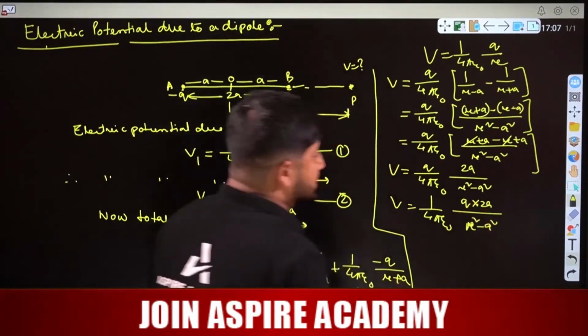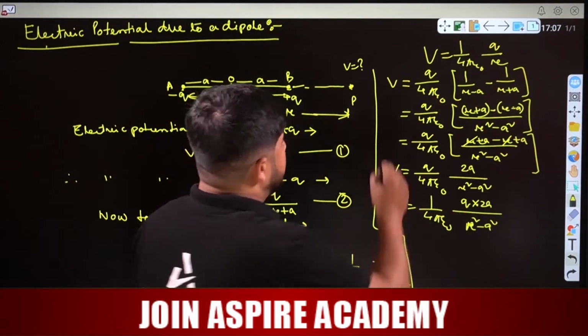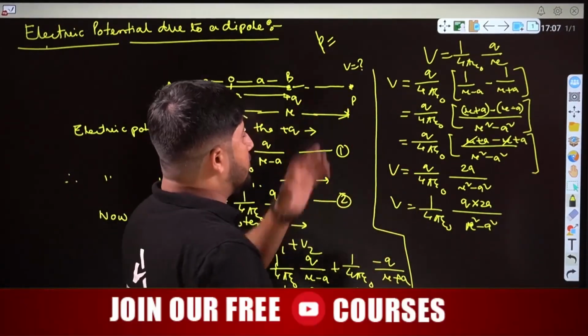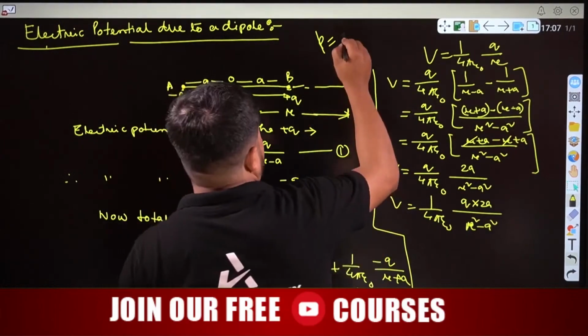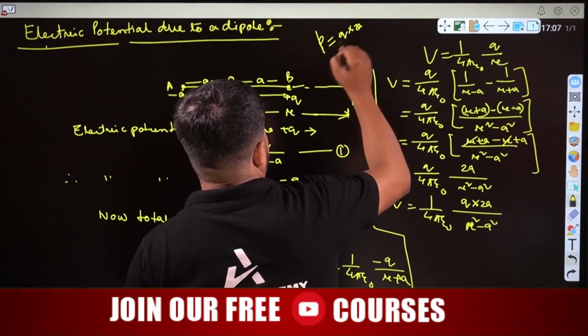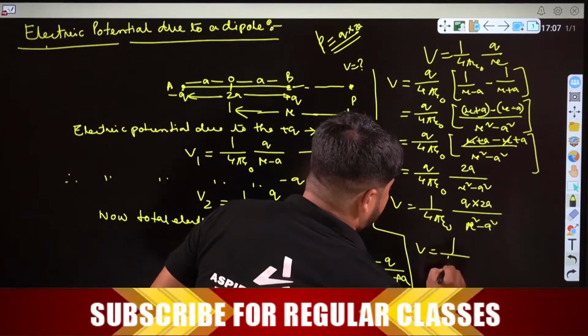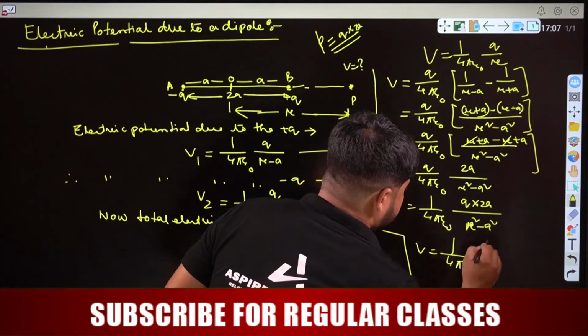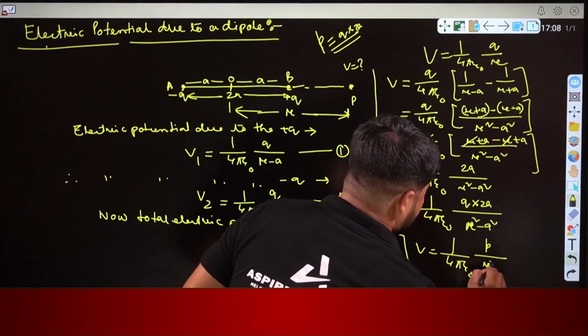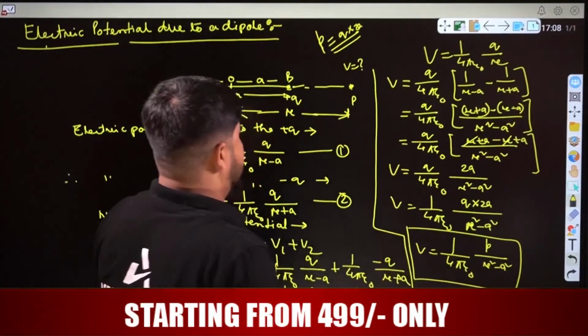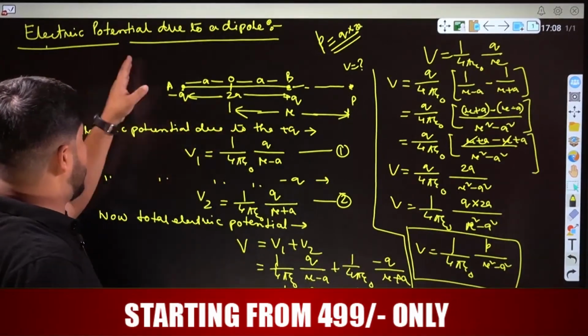This is the result. But we know that q into twice a is the dipole moment, or dipole strength. This is called dipole moment. Dipole moment is equal to q into twice a. We know this formula. So now place this value here: 1 by 4 pi epsilon naught p by r square minus a square. So this is the electric potential due to a dipole.